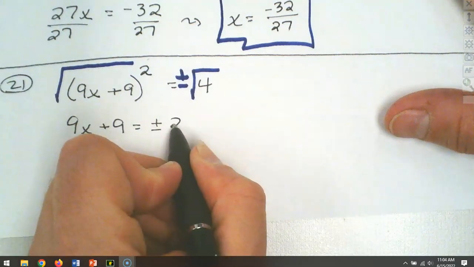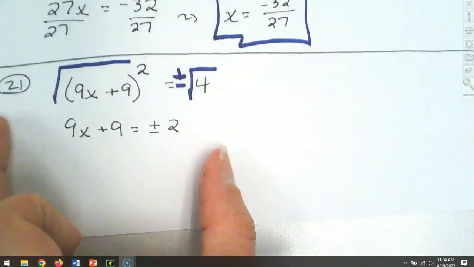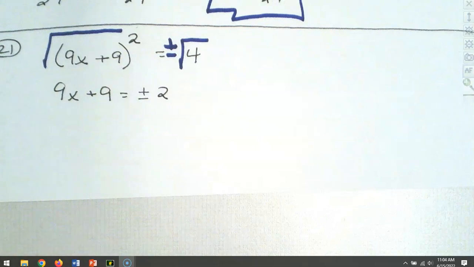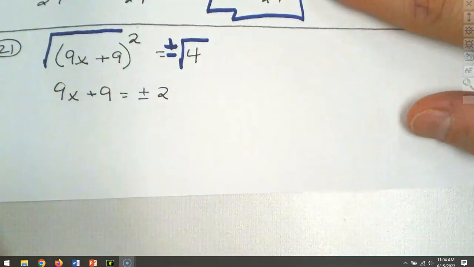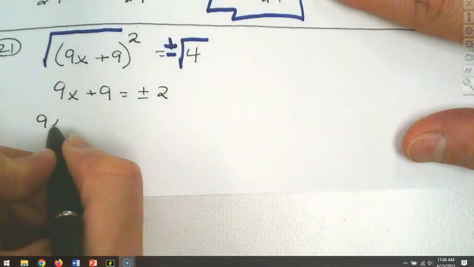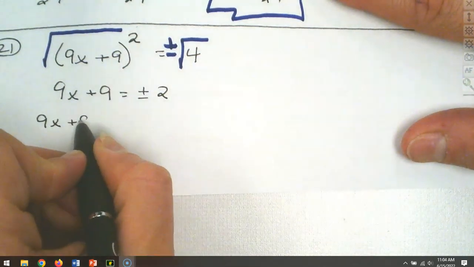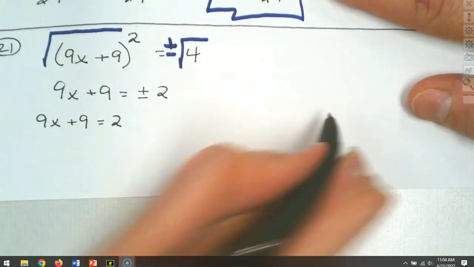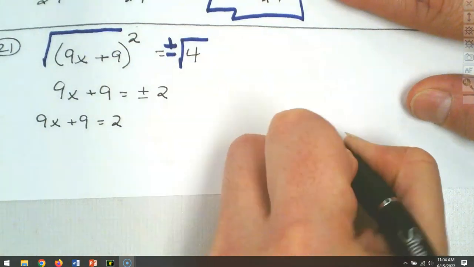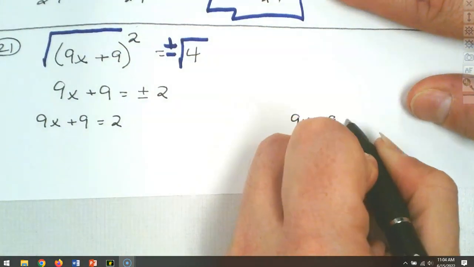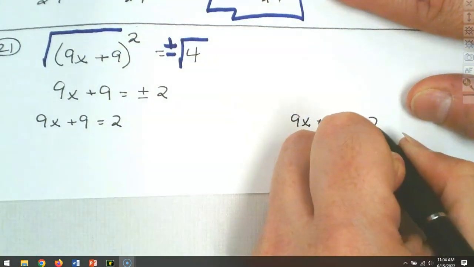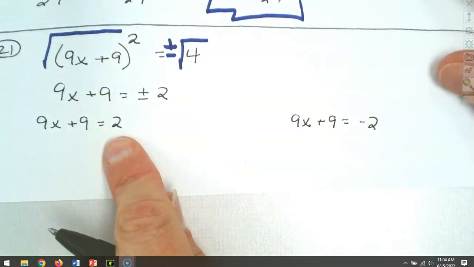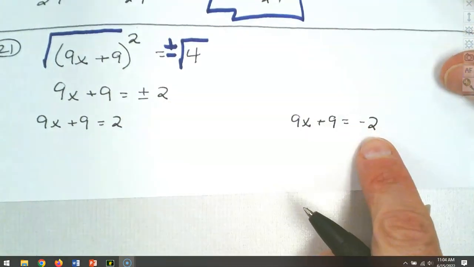2. Now, we do have two separate equations. So there's two of them. So let's write each one out and solve it. My first equation is 9x plus 9 equals 2. And my second equation is 9x plus 9 equals the negative 2. So one is a positive 2, one is a negative 2. You have to get both.